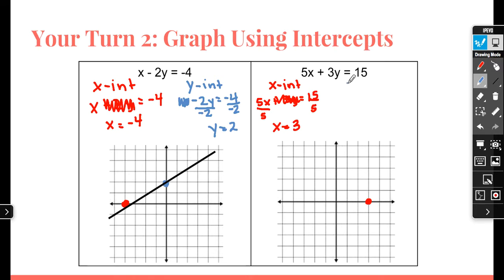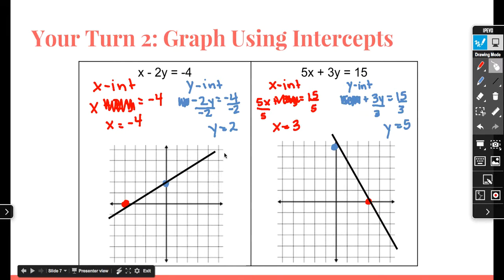Next, I'm going to go back and find my y-intercept. So for my y-intercept, I'm going to rewrite the equation. And then I'm going to plug in 0 for the x. So I'm going to take out the x, and I have 3y equals 15. So I can divide by 3 on both sides, and I get that y equals 5. So I'm going to plot y equals 5. So that's y-intercept. It goes on the y-axis. Then I have my 2 points so that I can draw my line.